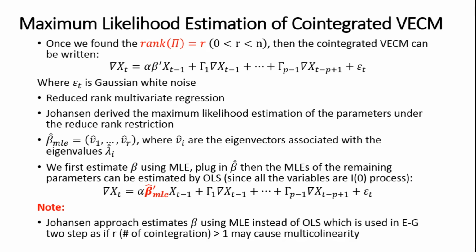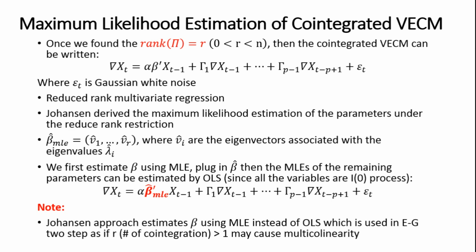So we have the cointegration relationship, the relationship between differenced variables that is given in the relationship that you see on the screen. And in this relationship, we have the error term, which is Gaussian white noise. So, reduced rank multivariate regression. Johansen derived the maximum likelihood estimate of the parameters under the reduced rank restriction.